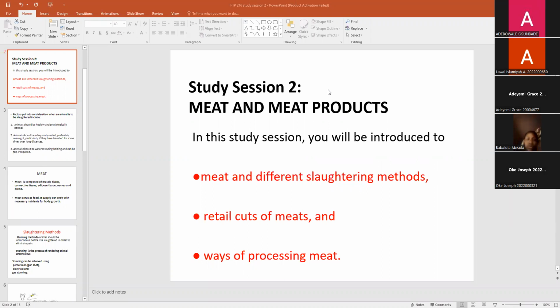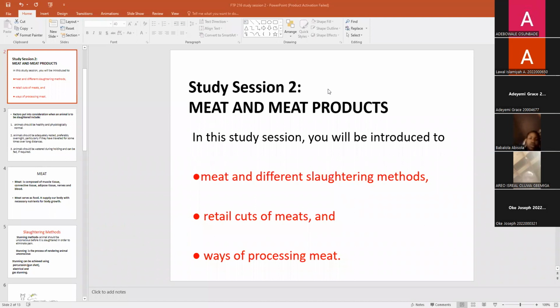What are those factors you need to put in consideration? Animal should be healthy and physiologically normal. Animal should be adequately rested, preferably overnight. Animal should be watered during holding and can be fed. Okay, go on.